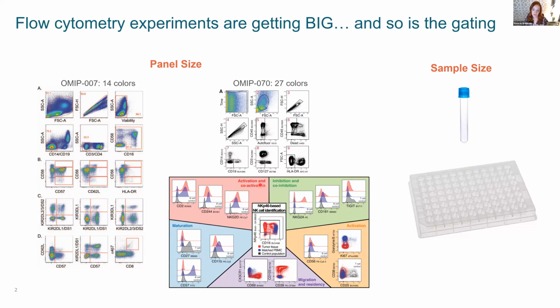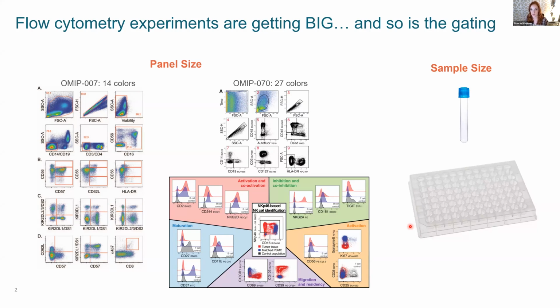Even if your panels aren't that big, let's say they're a more manageable size, like less than 10 colors, our sample sizes are also getting bigger. We have cytometers now that are set up to do more high throughput screenings. So rather than running a handful of FACS tubes, you can run whole plates, and now you're getting data from hundreds of samples, versus getting sample data from individual tubes. So really we're dealing with larger panels. More panels means more populations, and we have more samples.